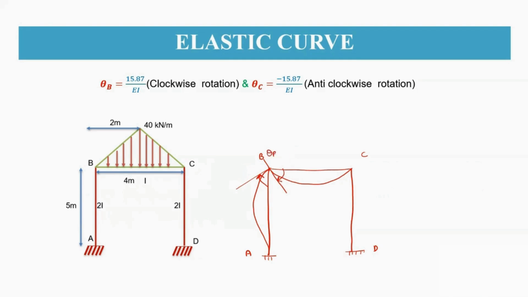So that means theta B is equal to 15.87 by EI. Whereas here when we draw, this is in anti-clockwise direction, theta C is equal to 15.87 by EI.